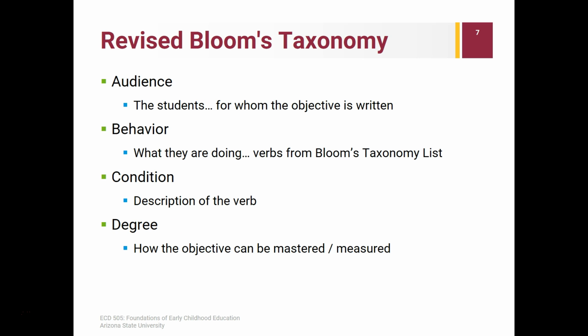So, how do we write objectives? Well, we have to make sure that they have 4 components: the audience, behavior, condition, and degree. The audience in most objectives is the students or the person the objectives are written for. The behavior describes what students are doing. This should be an action verb, something that is observable and measurable. This is the part where we use the verbs from Bloom's taxonomy list. The condition is the description of what is happening in the situation. This could be where, what, with whom, or how.